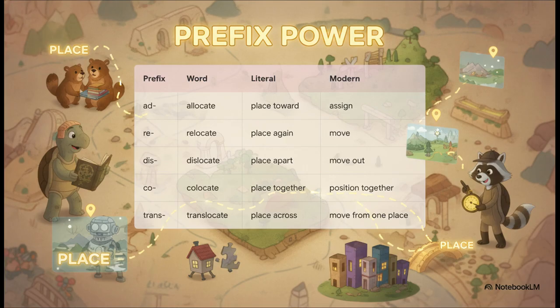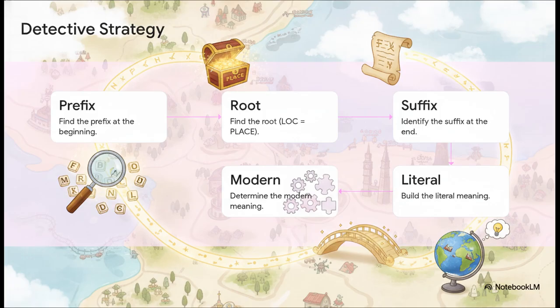Okay, I want to give you a foolproof 5-step prefix detective strategy. Whenever you encounter a completely new LOC word out in the wild, just follow these exact steps. Step 1, find the prefix at the beginning of the word. Step 2, find the root, in our case, LOC, which means place. Step 3, identify the suffix at the end of the word. Step 4, combine these parts to build the literal meaning. And Step 5, use that literal meaning to logically determine the modern meaning. I promise you, if you follow this strategy, no word can intimidate you.